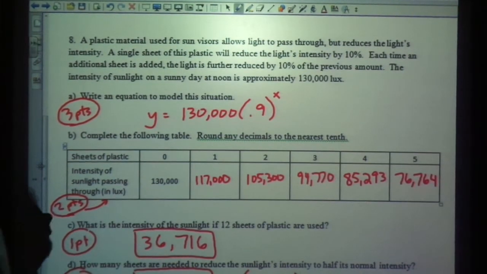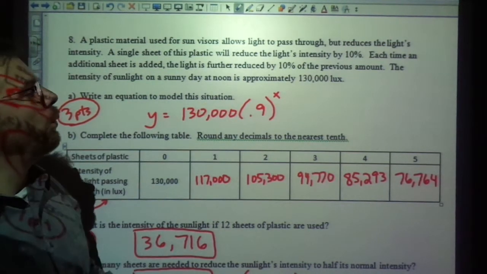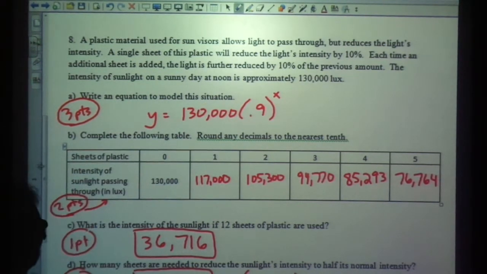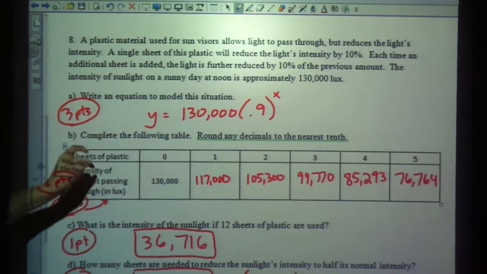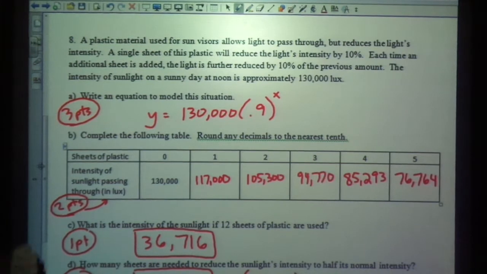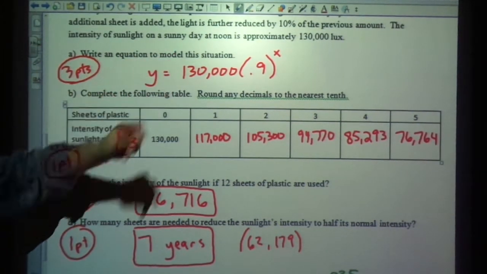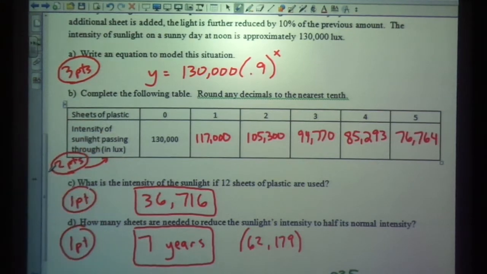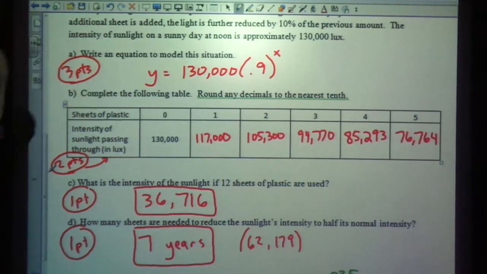We've got this thing that decreases 10% each time. So that is less than 1. It's decay. So we put 0.9 in here. Our initial value was 130,000. 3 points for the equation. 2 points for filling in the correct points here. If they have a different equation, check it in their calculator, see what they're getting, and then go to the table and see what it is. They can still get credit for this, even if their equation was wrong.